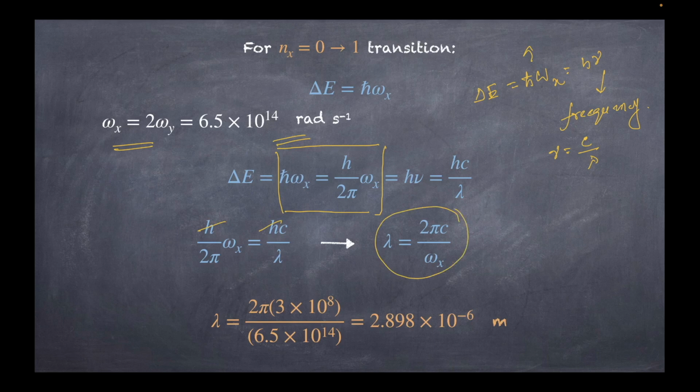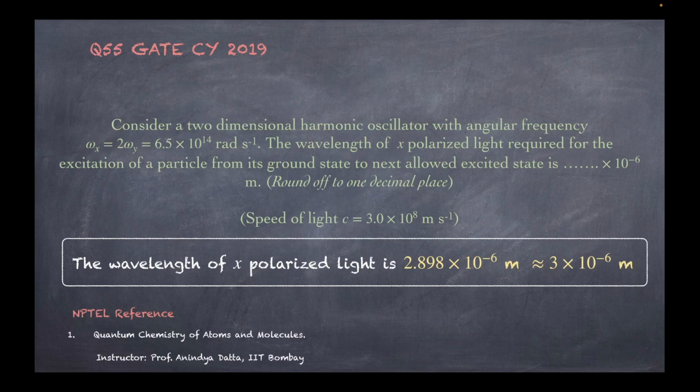Now we know the value of c, we know the value of omega x, so let's put in all these values and we get lambda equal to 2.898 times 10 to the power minus 6 meter. Now if we round it to 1 decimal place, it will be equal to 2.9. Oh sorry, it will be equal to 3. So the wavelength of the X polarized light is 3 times 10 to the power minus 6 meter.